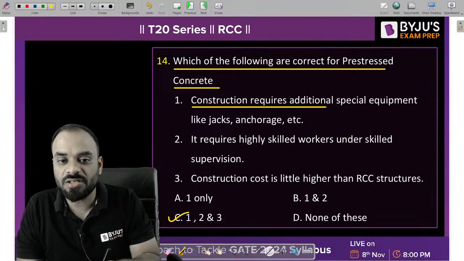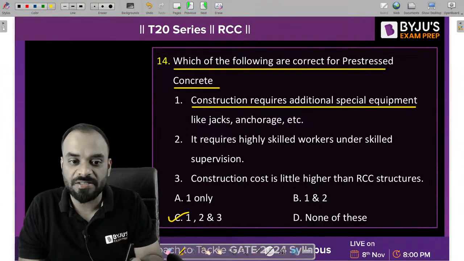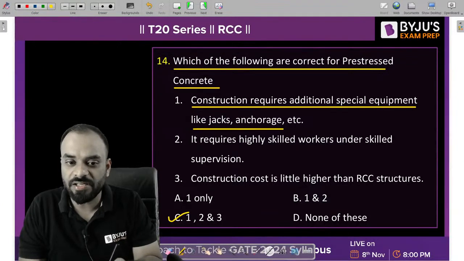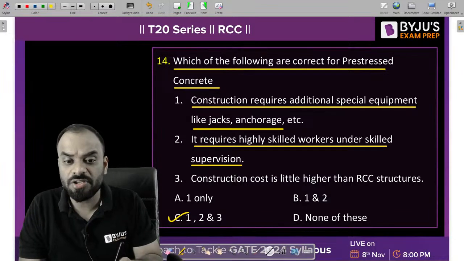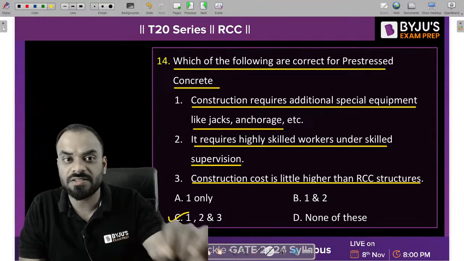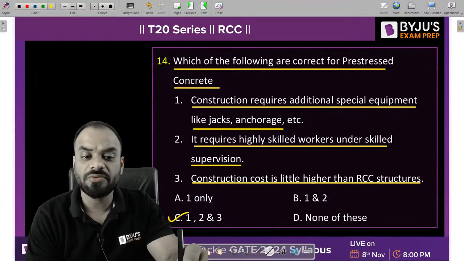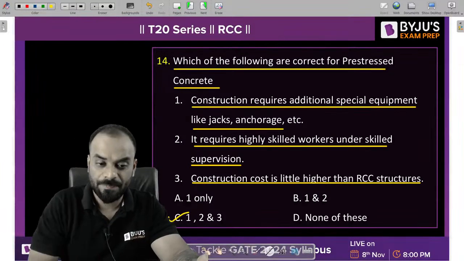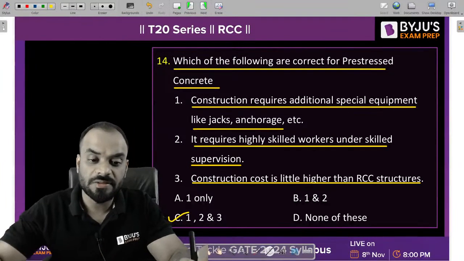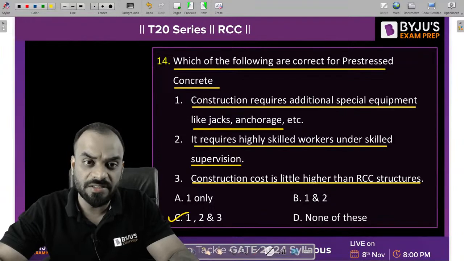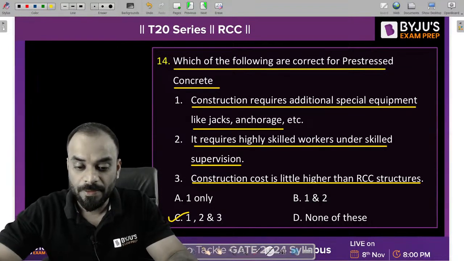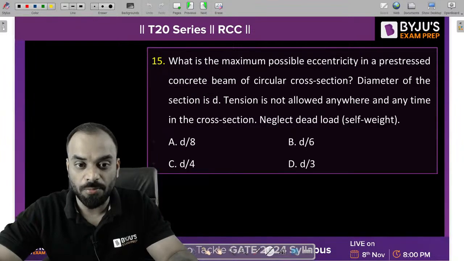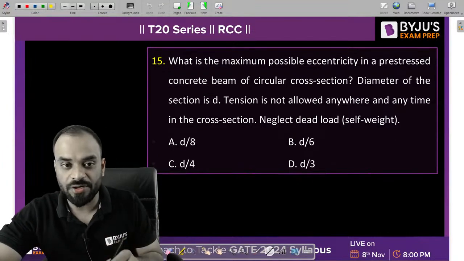The construction requires additional special equipment like jack and anchorage. Yes, definitely. It requires highly skilled workers under skilled supervision. Yes, definitely. The construction cost is a little bit higher than RCC. Yes, it is so. Why? Because we are using a higher grade of concrete over here, right? And the structure we are constructing over here, guys, is basically a large span structure. That's why the cost will be a little bit higher also. So C is the correct answer for the problem. Next question in front of you.